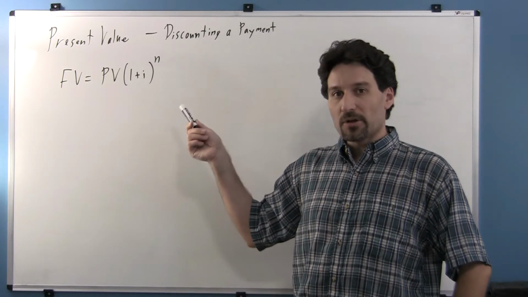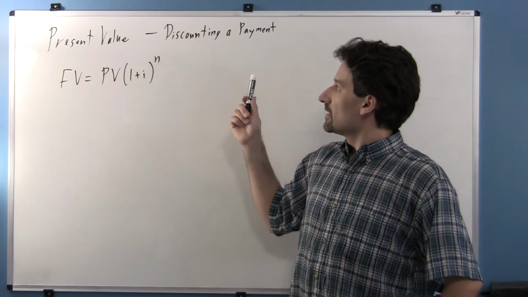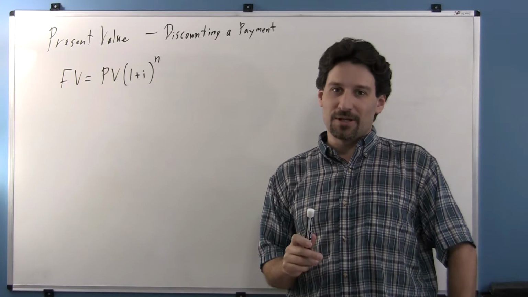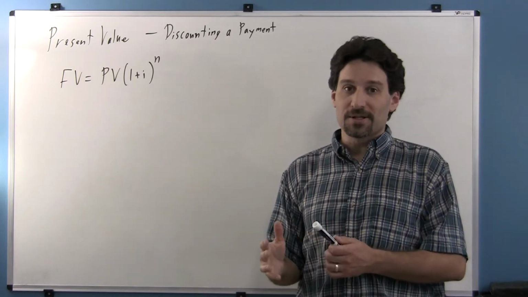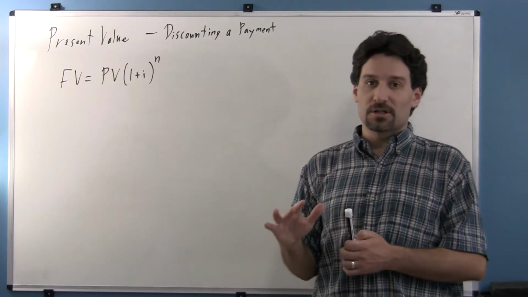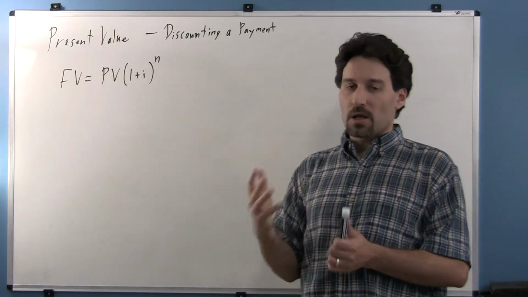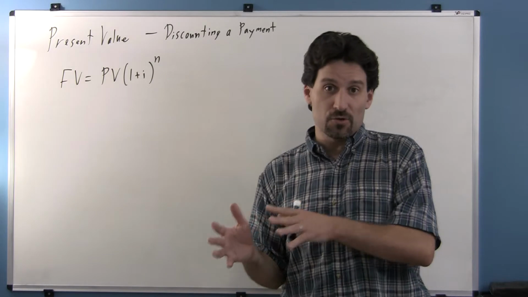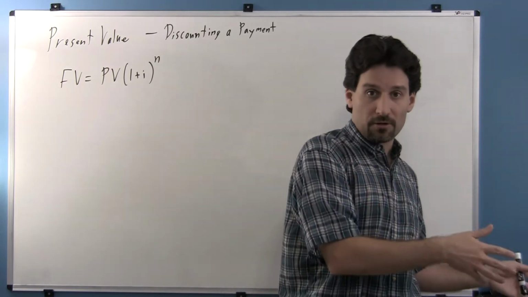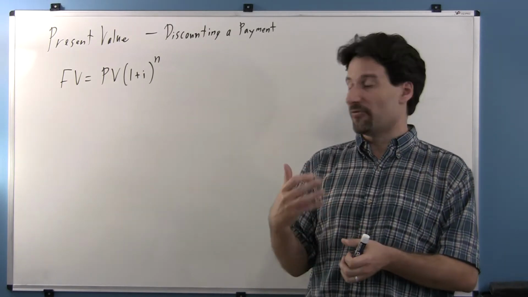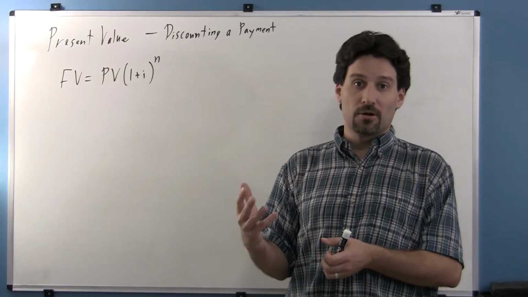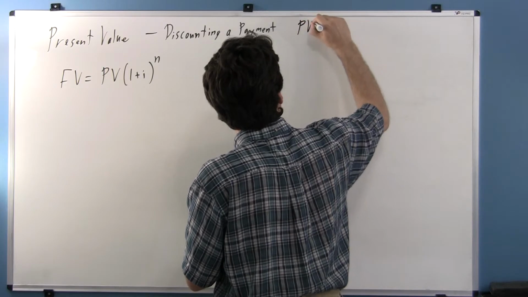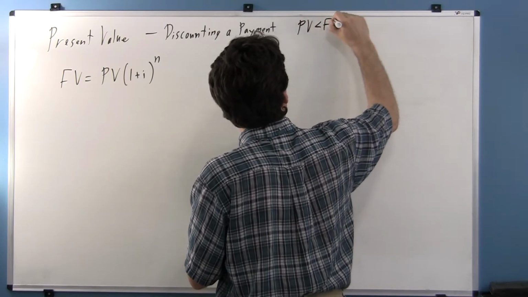Let's talk about calculating the present value. Remember, we also called this discounting a payment, because for our purposes, most of these questions, especially if we're talking about money, involve a positive interest rate. So you invest $1,000, you get back $1,100. You're always going to get back more money. The future value is going to be greater than the present value. So present value is less than the future value.